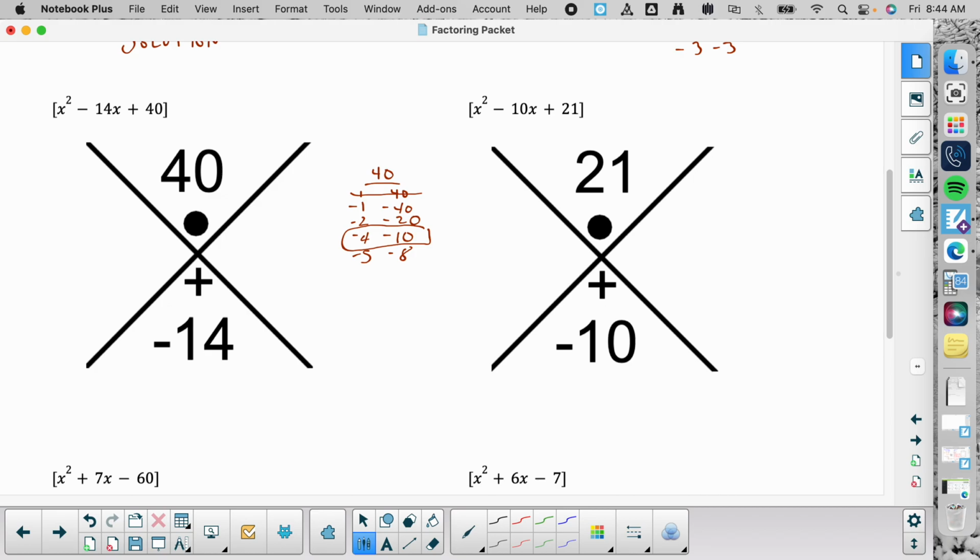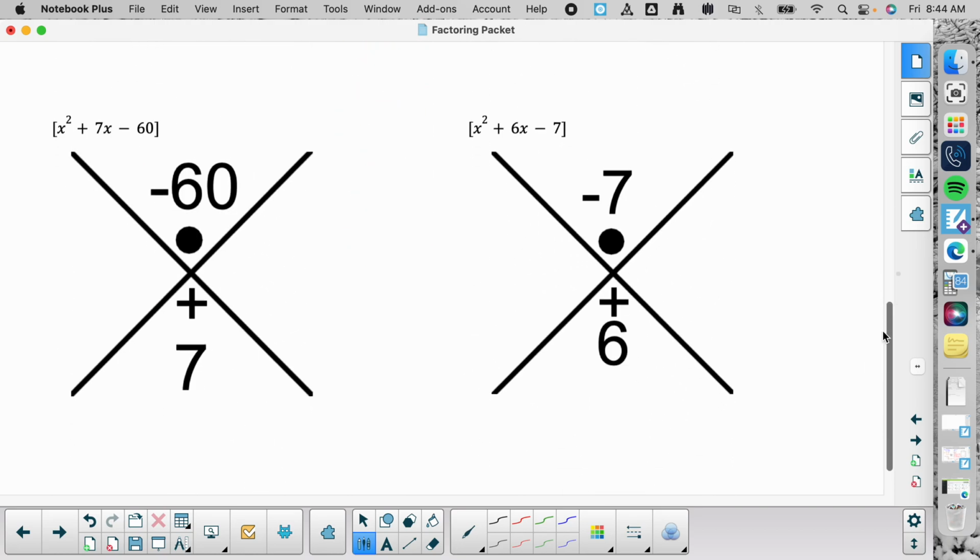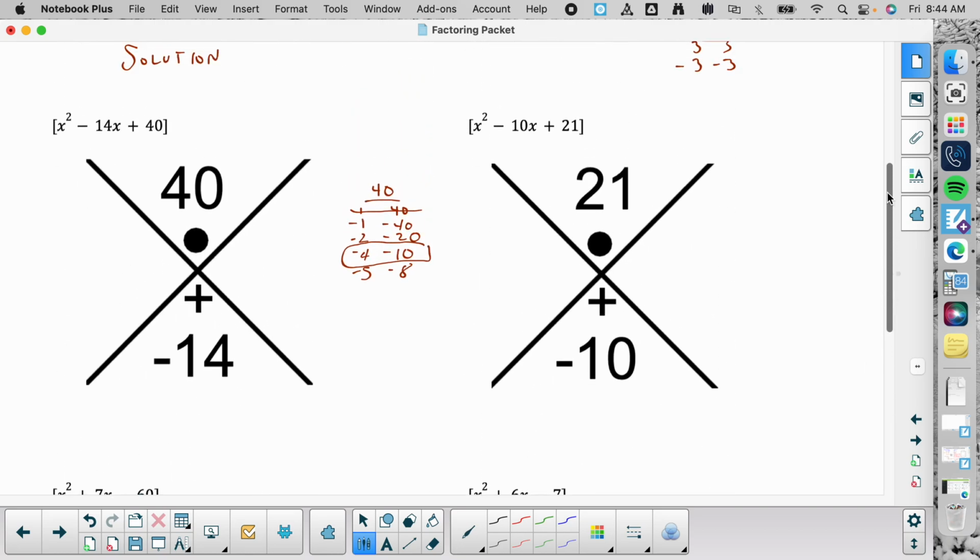Try these last 3 before we get to the actual problems for today. I think there's only 3 more. Yeah. Try the last 3. See if you can figure out those pairs, combinations, whatever you want to call them.